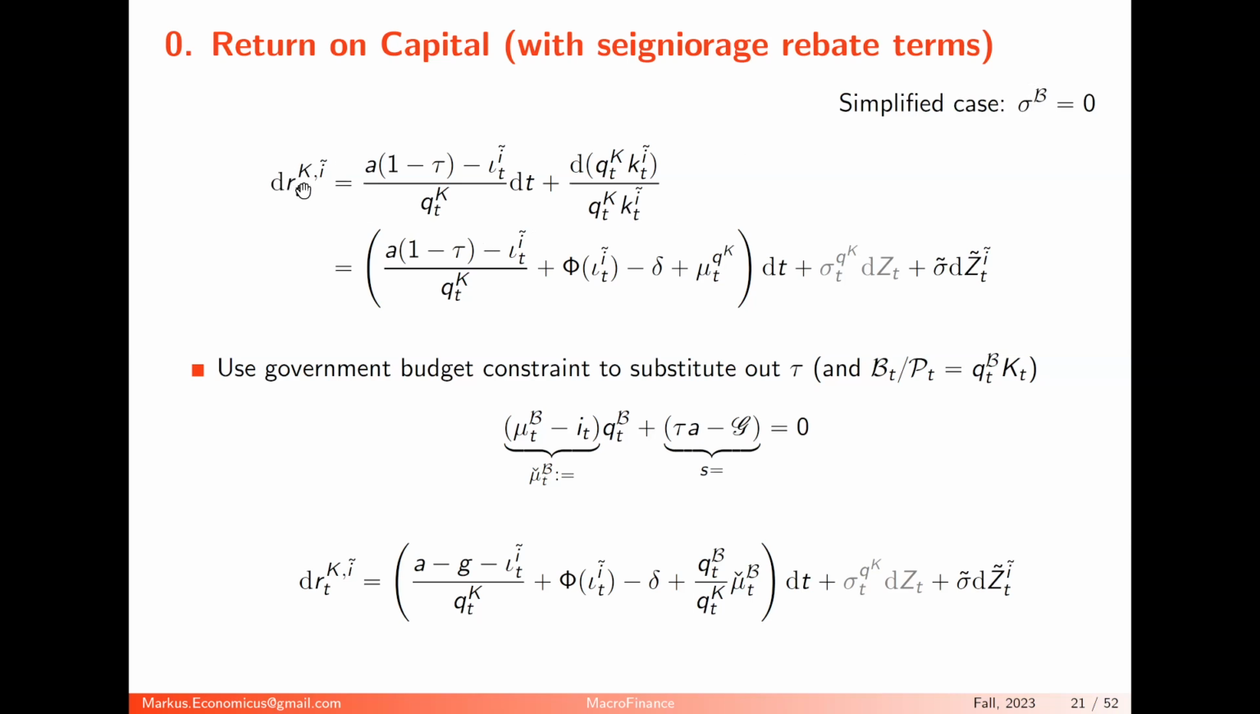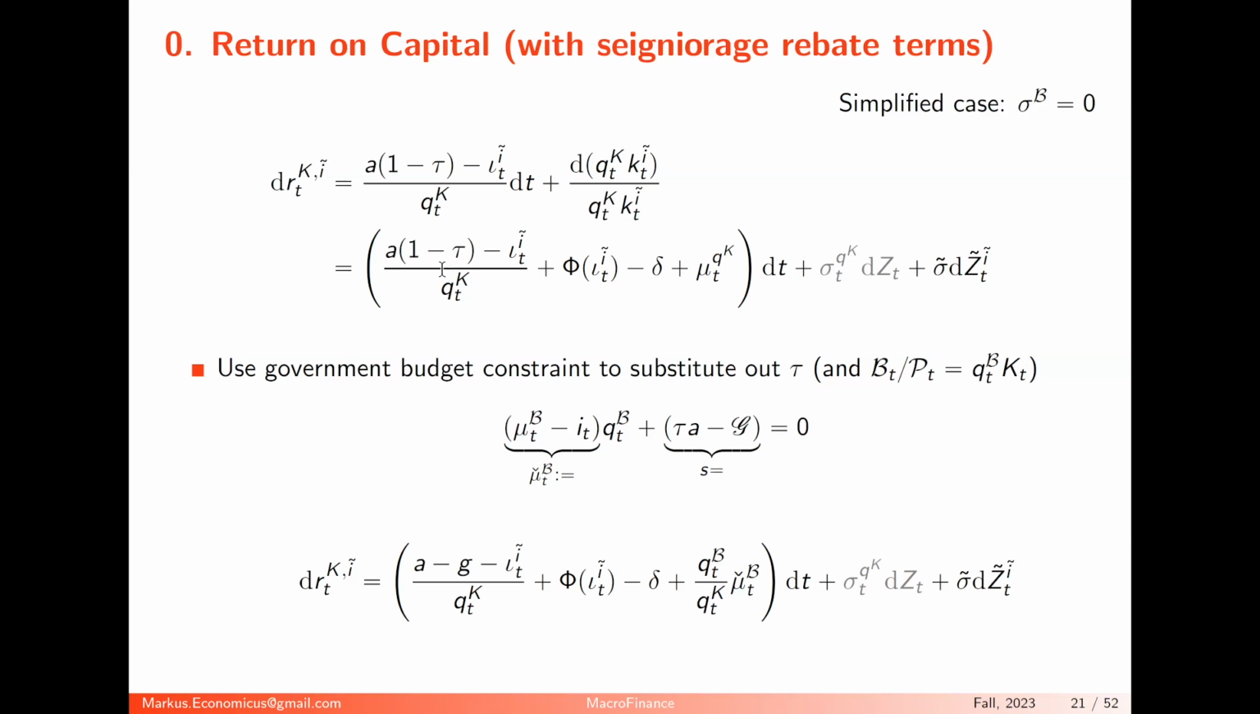So what's the return on capital? We always get A times K. That's the output. Now I have to put the tax. Part is taxed away, no? Minus iota times K is what I reinvest. So that's for consumption, and that's divided by the price Q^K times K. Now all the Q's have a superscript K because we have to distinguish between the government bond price and the capital stock price. So that's my dividend yield. And then I have the capital gains rate. That's the same as we had before all the time. This is all the same as before as well. The only difference is we now have some taxes here.